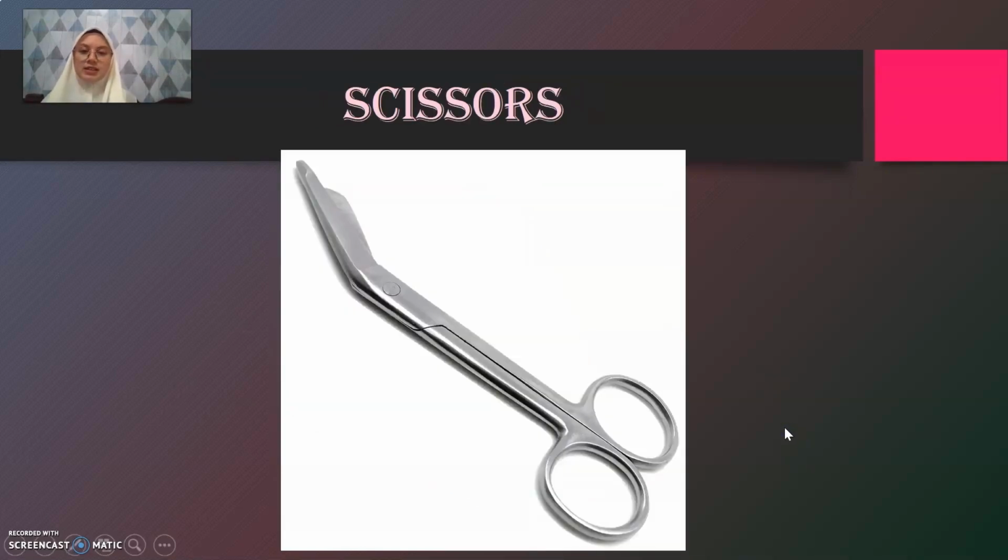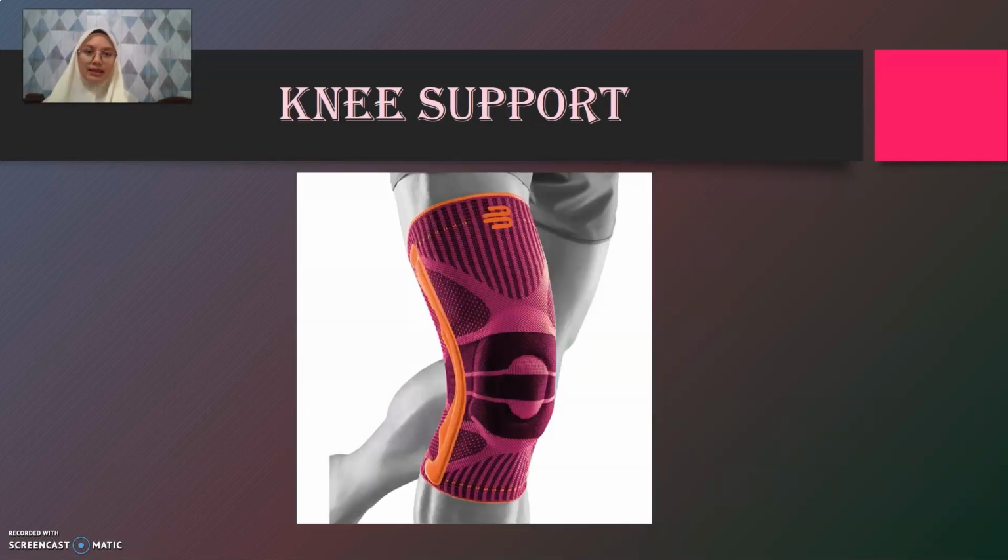Next is knee support. Knee supports or braces are worn when you have pain in your knee. Some people use them to prevent knee injury during sport. Braces are made from a combination of metal, foam, plastic or elastic material and straps.